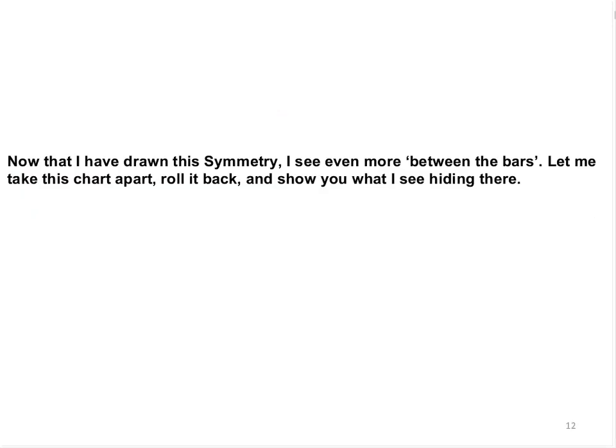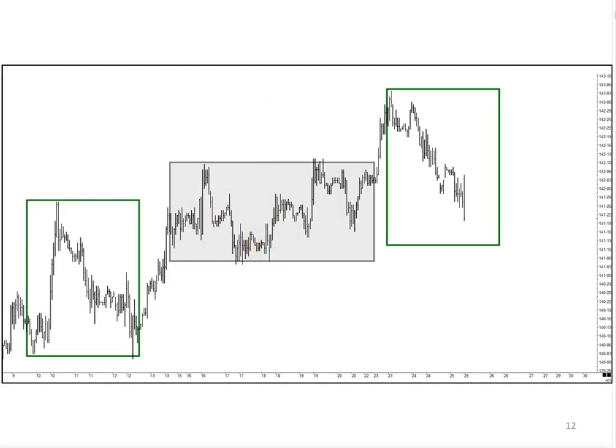Now that I've drawn this symmetry, I see even more between the bars. Let me take this chart apart, roll it back, and show you what I see hiding there. Let me show you one more time. So there you go. There's a lot more in here, and it's repeatable, it's tradable, and it's stupendously beautiful. One of these slides you're going to actually want to print out because it'll probably be 5 or 10 years before you see another one just like it. It's that gorgeous and tradable.